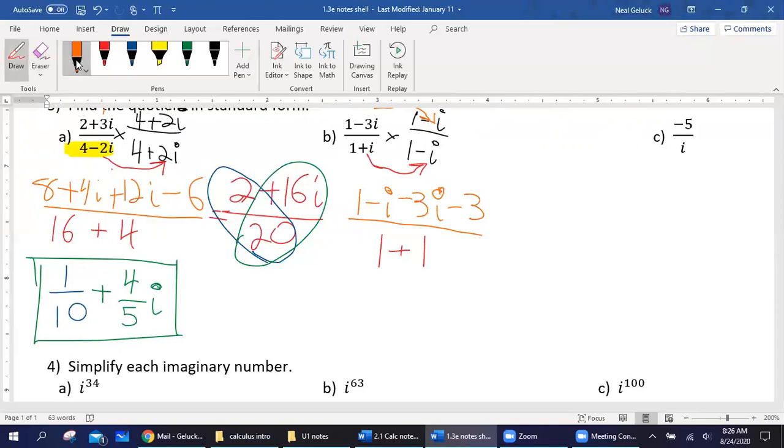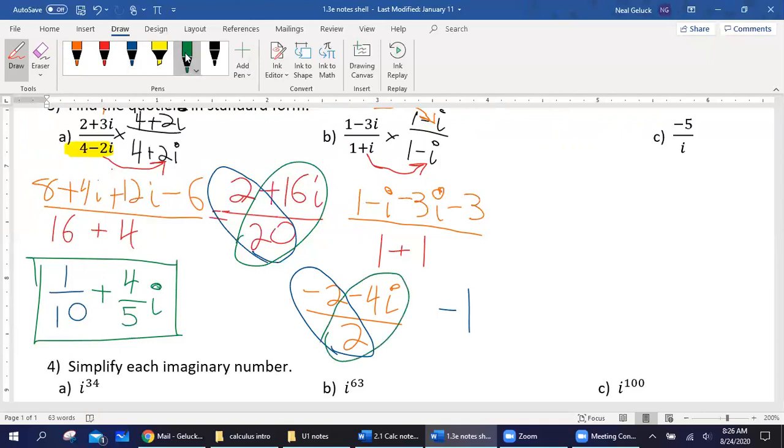So across the top, that's going to be negative 2 minus 4i. Bottom is just 2. Now I can reduce. Negative 2 over 2 is negative 1. Negative 4i over 2 is going to be minus 2i.